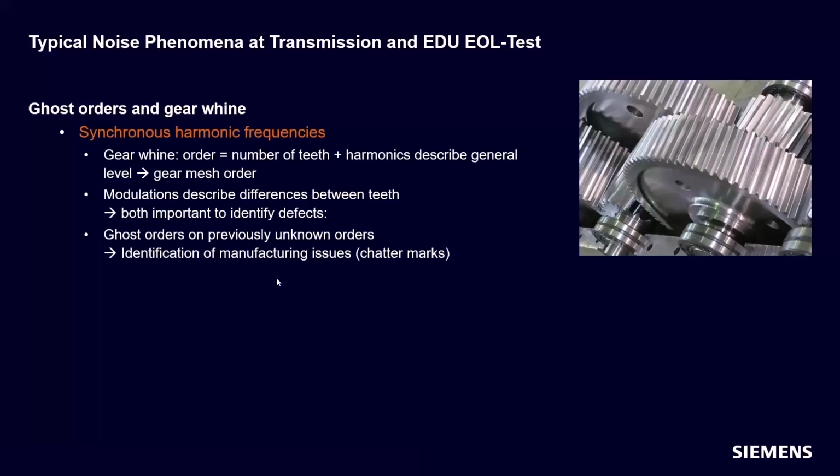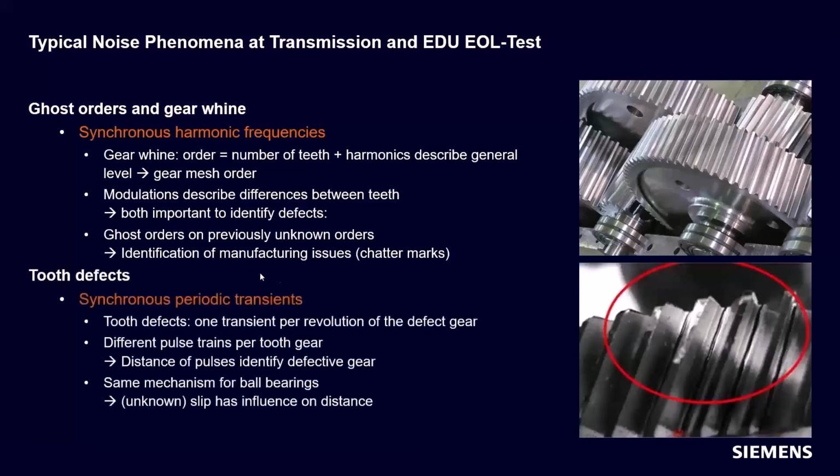And ghost orders happen if the machining was not made in the right way. Typically, if a grinding machine starts to vibrate, starts to get into resonance in the production of the parts, then structures on the surface occur, and these structures lead to orders that we do not know in advance. Those are the so-called ghost orders. So those lead to harmonic signals with a basic frequency only, with some harmonics only, or to modulations.